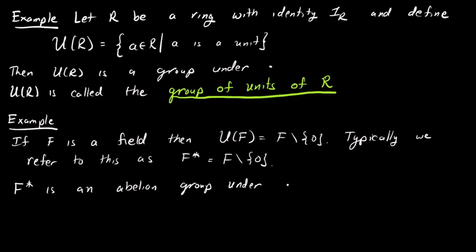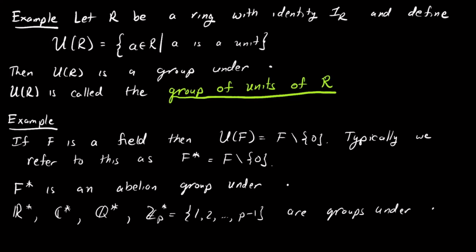So what are some examples of groups that we get here? Well, we get that R star, so the reals without 0, is an abelian group under multiplication. The non-zero complex numbers and the non-zero rational numbers are both abelian groups under multiplication. Z mod P with the 0 element removed is an abelian group under multiplication. And so we've just produced a whole bunch of interesting groups under multiplication here.